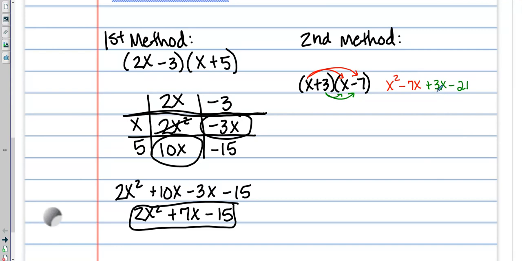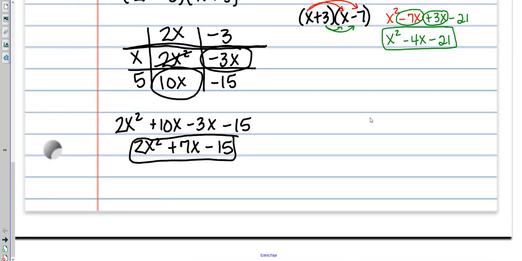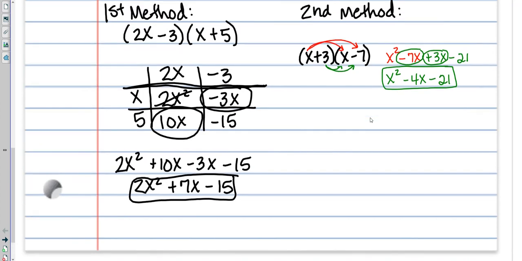Okay, so what I'm going to do now is combine any like terms. My negative 7x with 3x, I can combine those. So I have x squared minus 4x minus 21. It's already in simplest terms, so this is my final answer. I prefer doing it this way with the distributive property, but let me show you another method. This is the third method. It is using the FOIL method. I'm going to go to a new page to show you that.